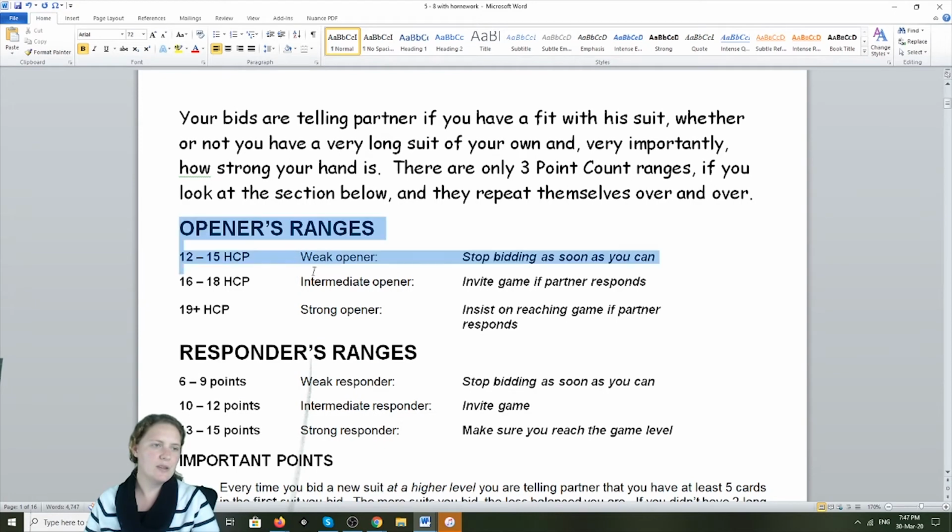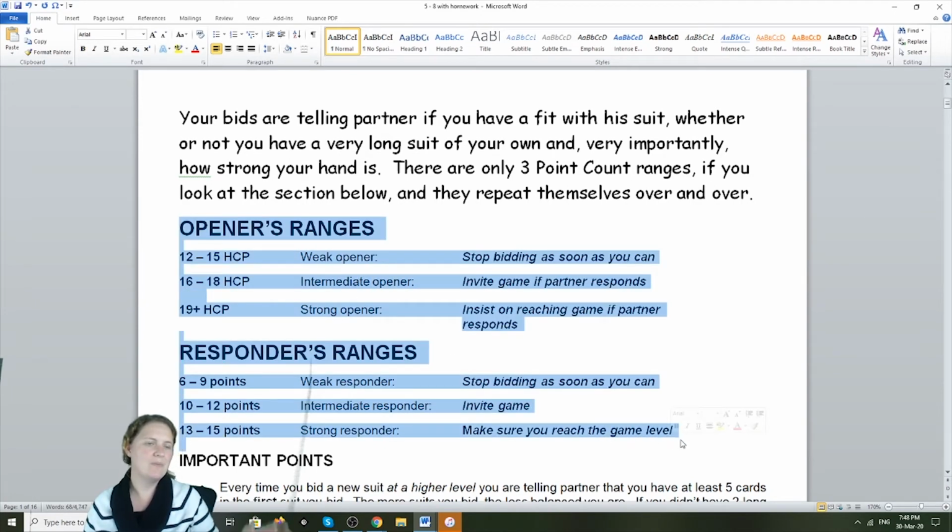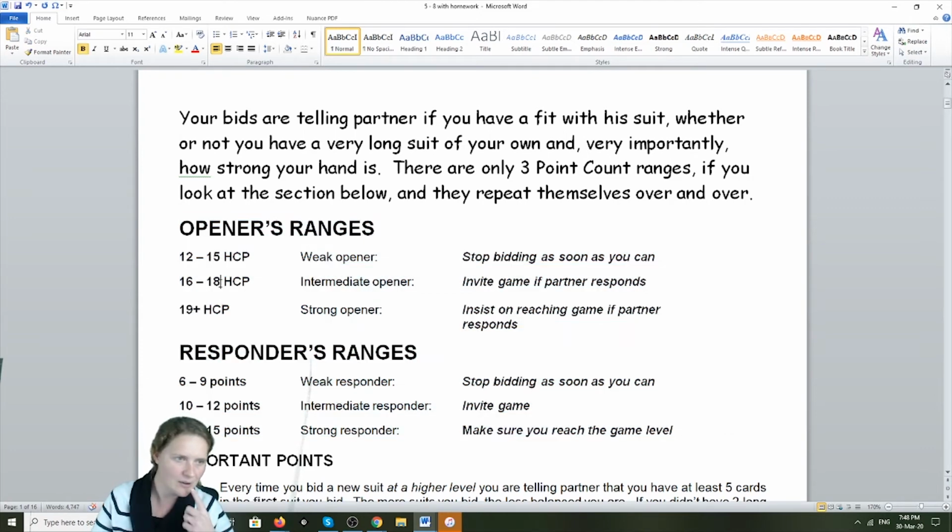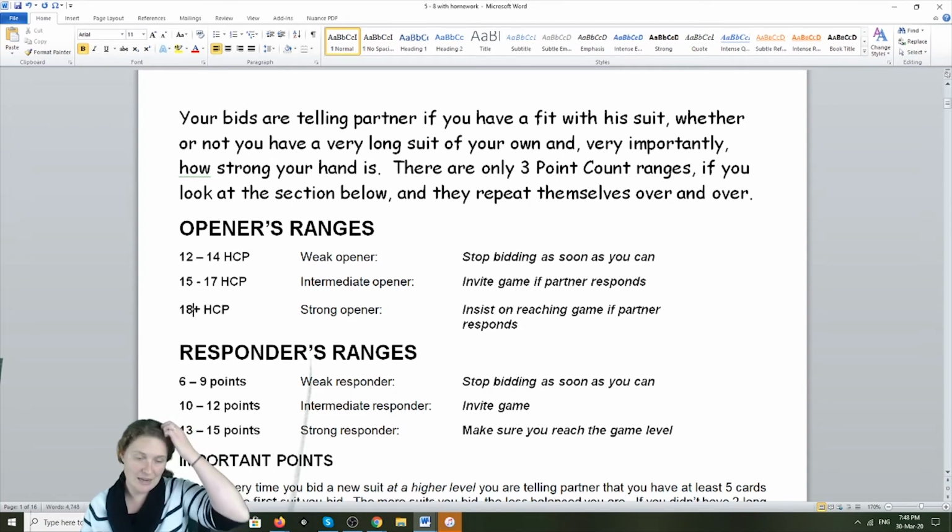All right, this table is so important. You would have heard me talk about these ranges quite a lot, except they are slightly incorrect. It's actually 12 to 14 here for an opener. It's 15 to 17 for an intermediate opener. And you want to change these ones in your book, and then our highest one is going to be 18 or more. Believe me, I'm going to love telling Mary that she had a typo at this point. So yeah, just change those ones in your book, grab your pen and mark it out.